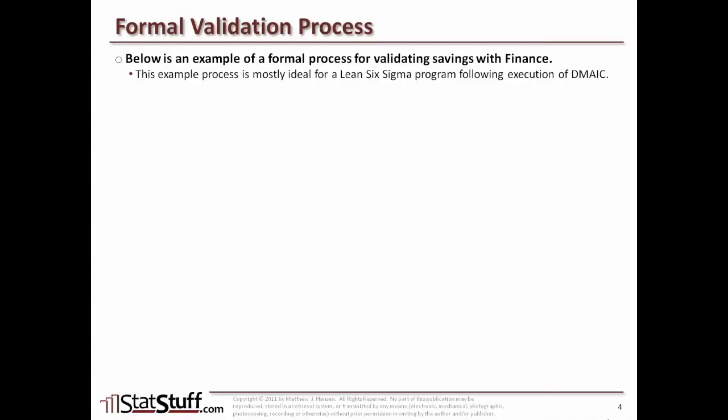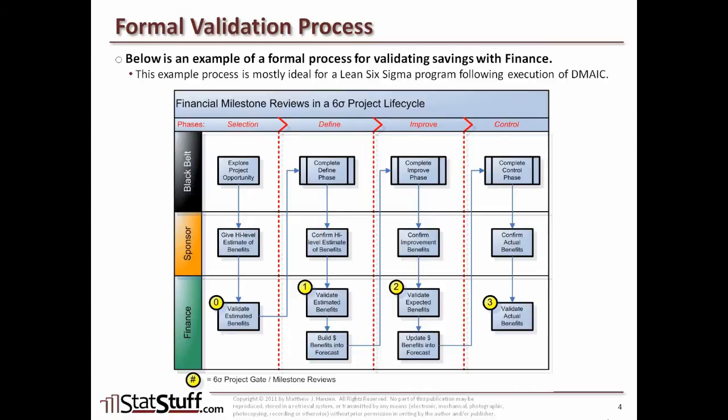So in this example, basically you'd have three separate swim lanes representing three different groups: finance, the sponsor of a project, and the black belt themselves. And as far as the columns across the top, I'm going to use my mouse to move and point this. It starts with the selection of the project, moving on to the define phase of the project, then to the improve phase of the project, and then to the control final phase of the DMAIC project.